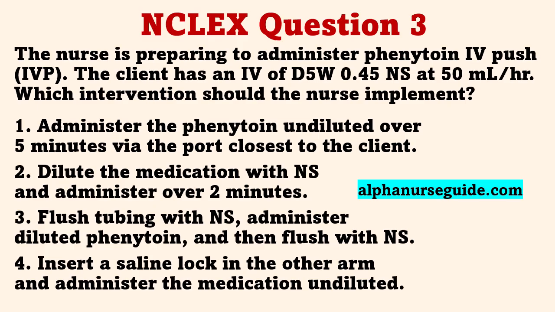The correct answer is 3. Flush tubing with normal saline, administer diluted phenytoin, and then flush with normal saline. Rationale. Phenytoin cannot be administered with dextrose because it will cause precipitation. Phenytoin should be diluted in a saline solution, and the IV tubing should be flushed before and after administration because a dextrose solution will cause drug precipitation.